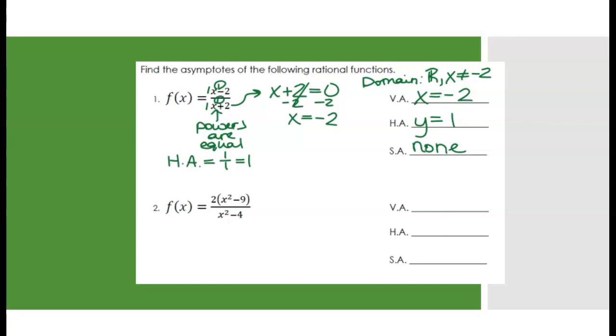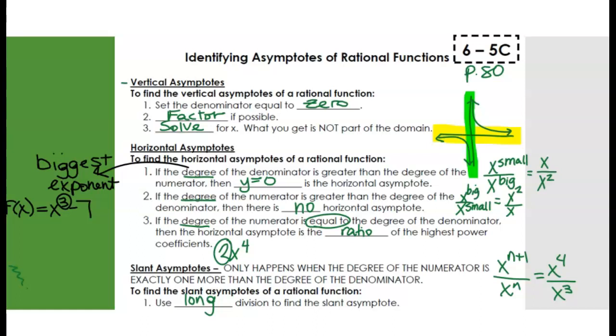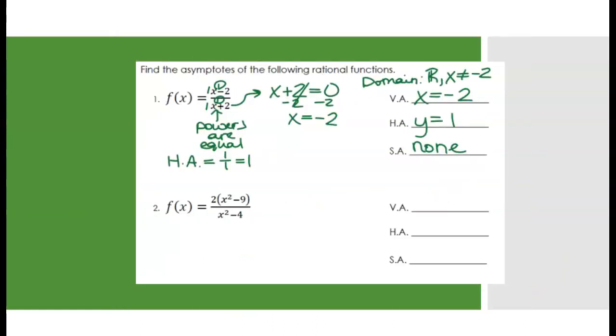In fact, in order for me to have a slant asymptote, doesn't the numerator's degree have to be bigger than the denominator's degree? So that only happens when this situation is happening, right? So what's the horizontal asymptote? There is none. So you can only have a slant asymptote when there's no horizontal asymptote. Okay, so that's kind of a good thing to know. You can't have both. So let's go on to number 2.